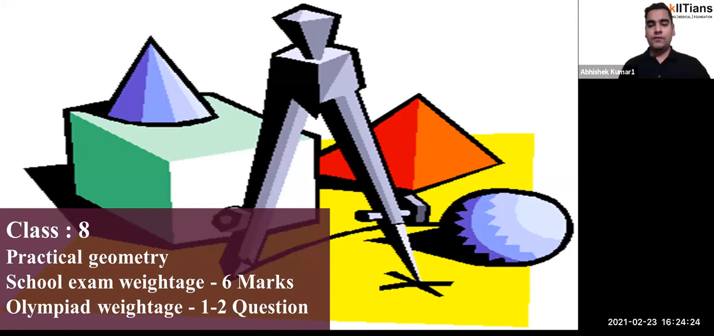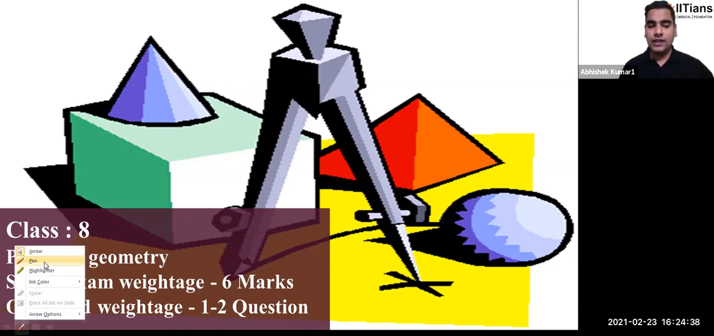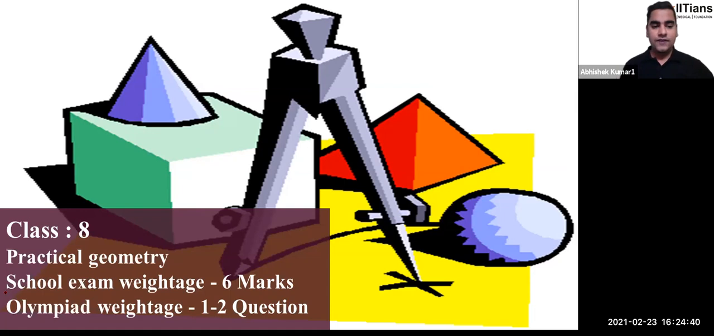Before we move to that, it's very important to revisit the weightage of the chapter as far as your school examination and your Olympiad examination are concerned. So let us quickly go through that. In school examination, you can expect questions carrying around 6 marks. That means you can expect 2 to 3 questions at maximum from this particular chapter, and the questions that you get are quite easy.